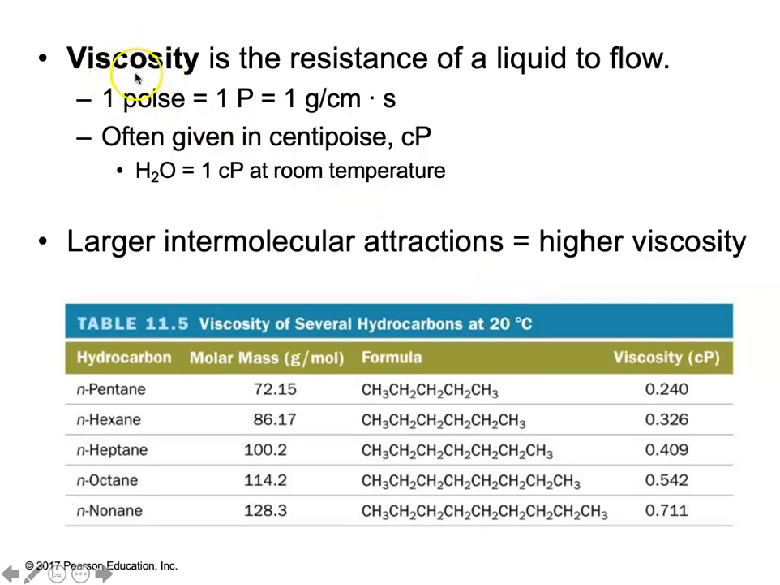Now, if we go back up to the definition of viscosity, we see the unit for viscosity is called the centipoise, the cP. And a poise is equal to 1 gram per centimeter second. So this is really not a density unit. It's a mass per distance, but it's per second here.